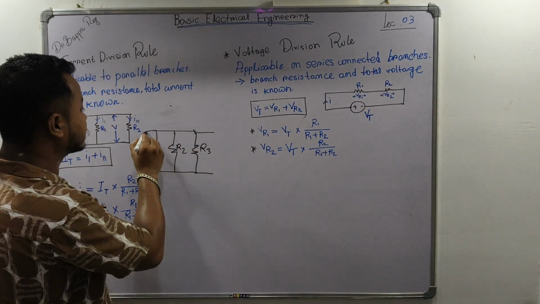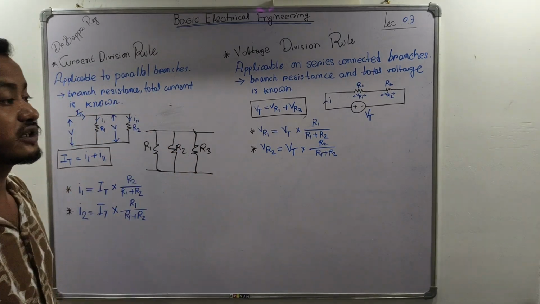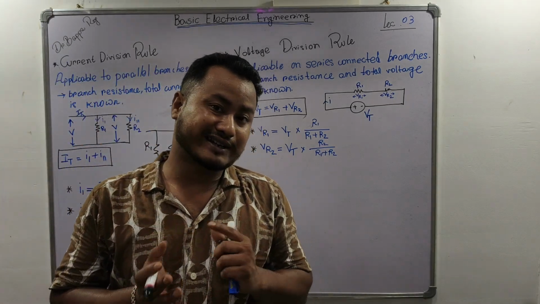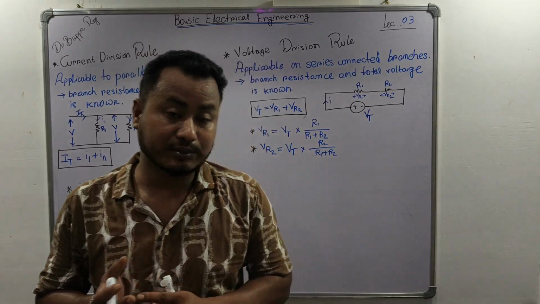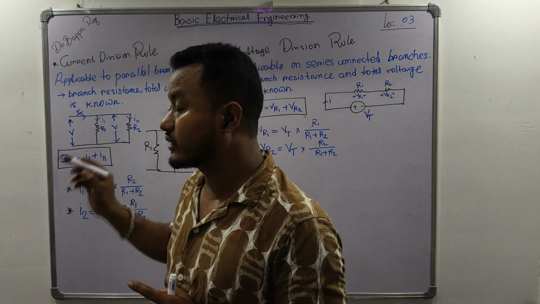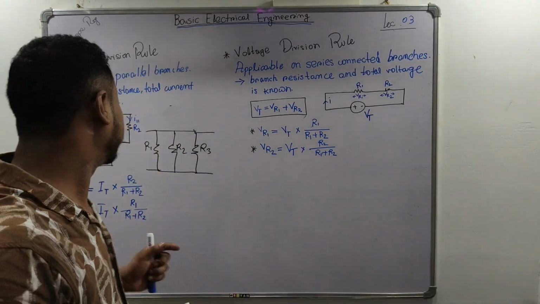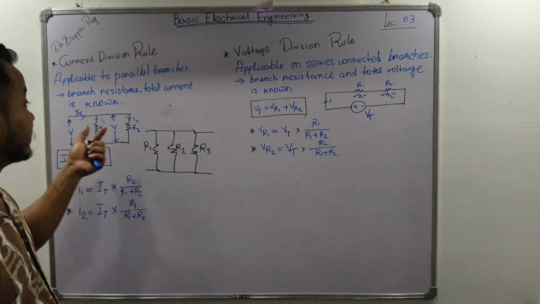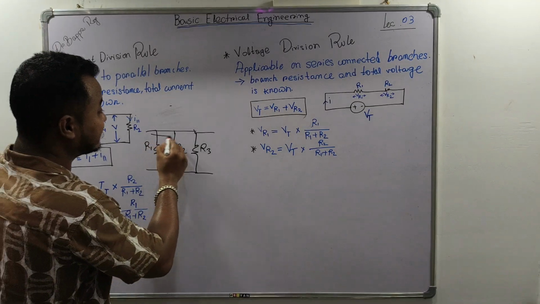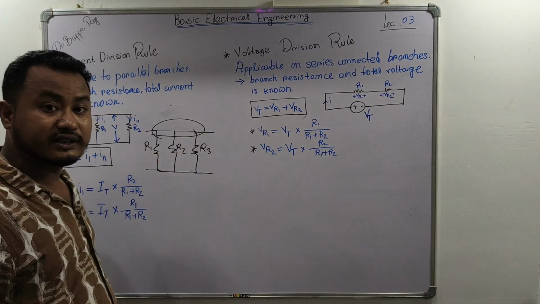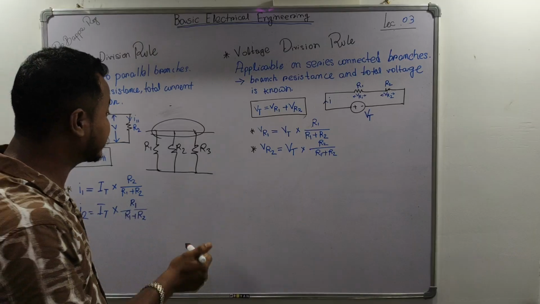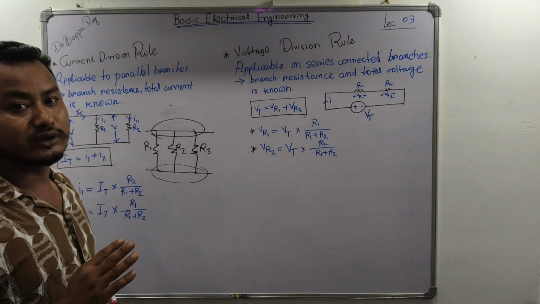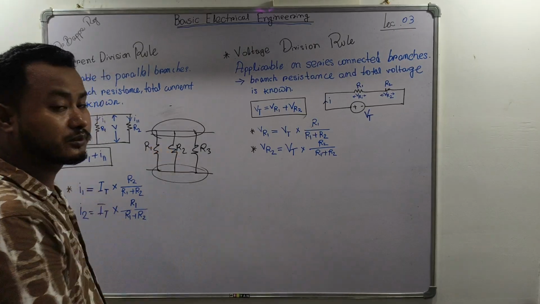So the condition for the current division rule is that we can apply it only when the total current supply is known and the resistance of each branch is known, and they must be connected in parallel. Parallel means that on one side all the branches are connected at one point, and on the other side all the branches are connected at one point. This is the condition for parallel.